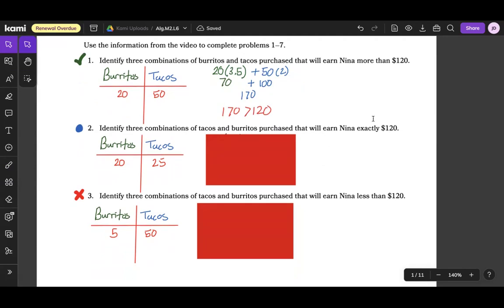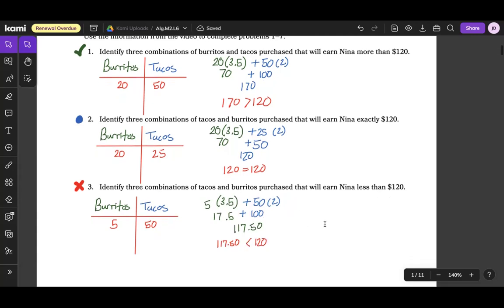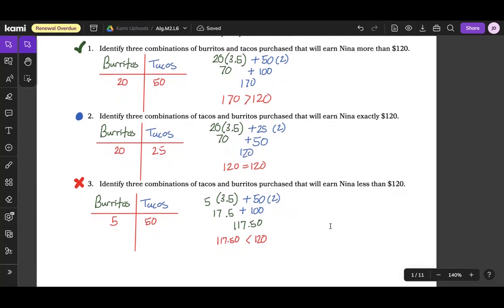For number 2, it wants to be exactly $120. So same prices. 20 burritos and 25 tacos gives you exactly $120. And one that will be less than $120. If we get 50 tacos but only 5 burritos, it gives us $117.50. So that one works. Come up with 2 more on your own for numbers 1 through 3. Pause the video so you can do that, and then keep going when you've got that.